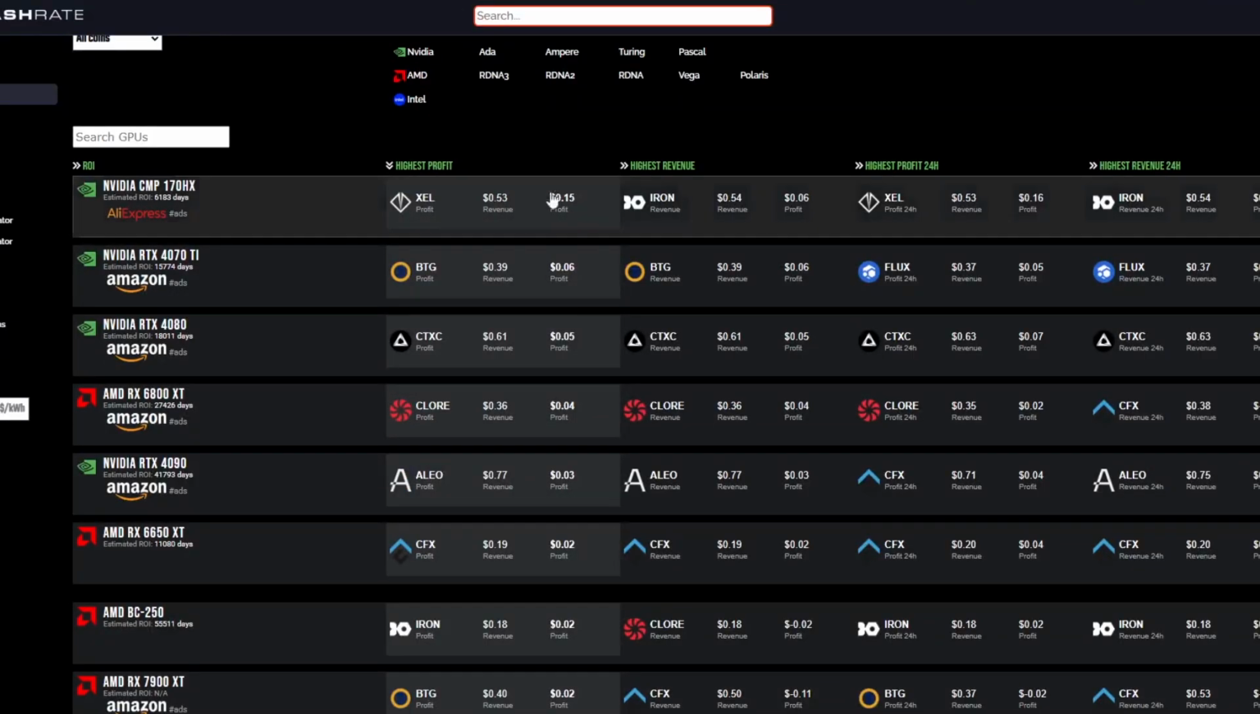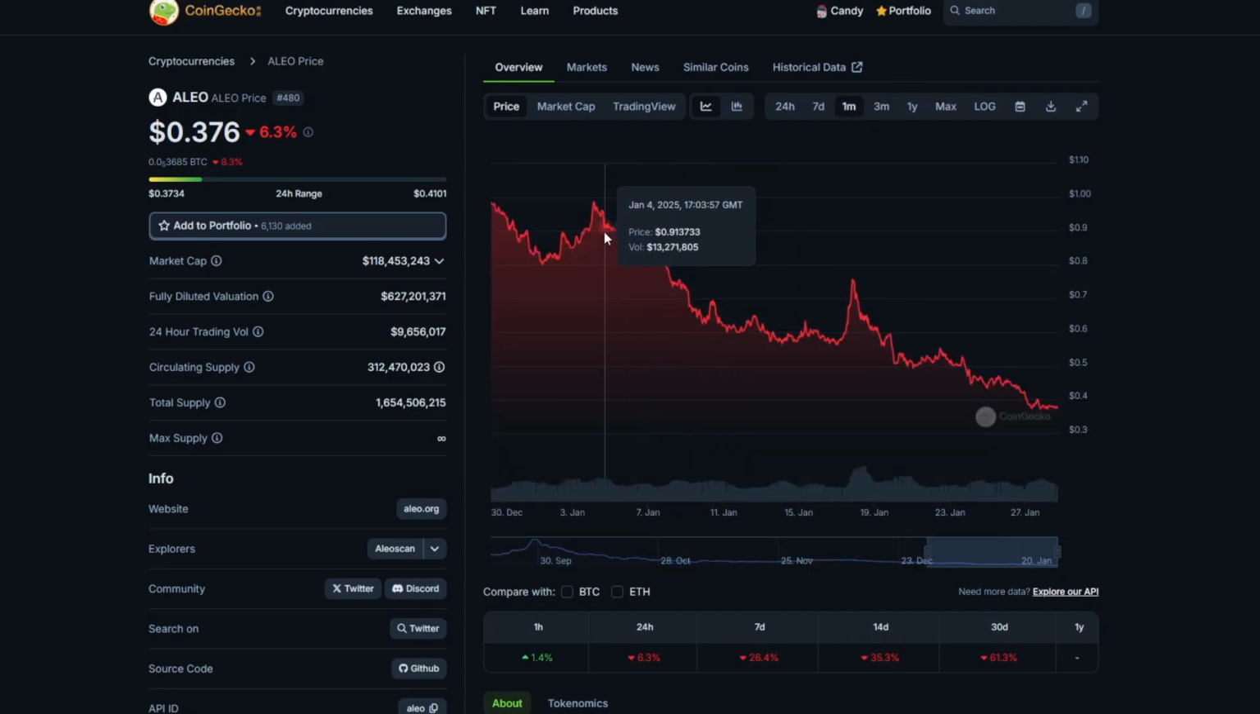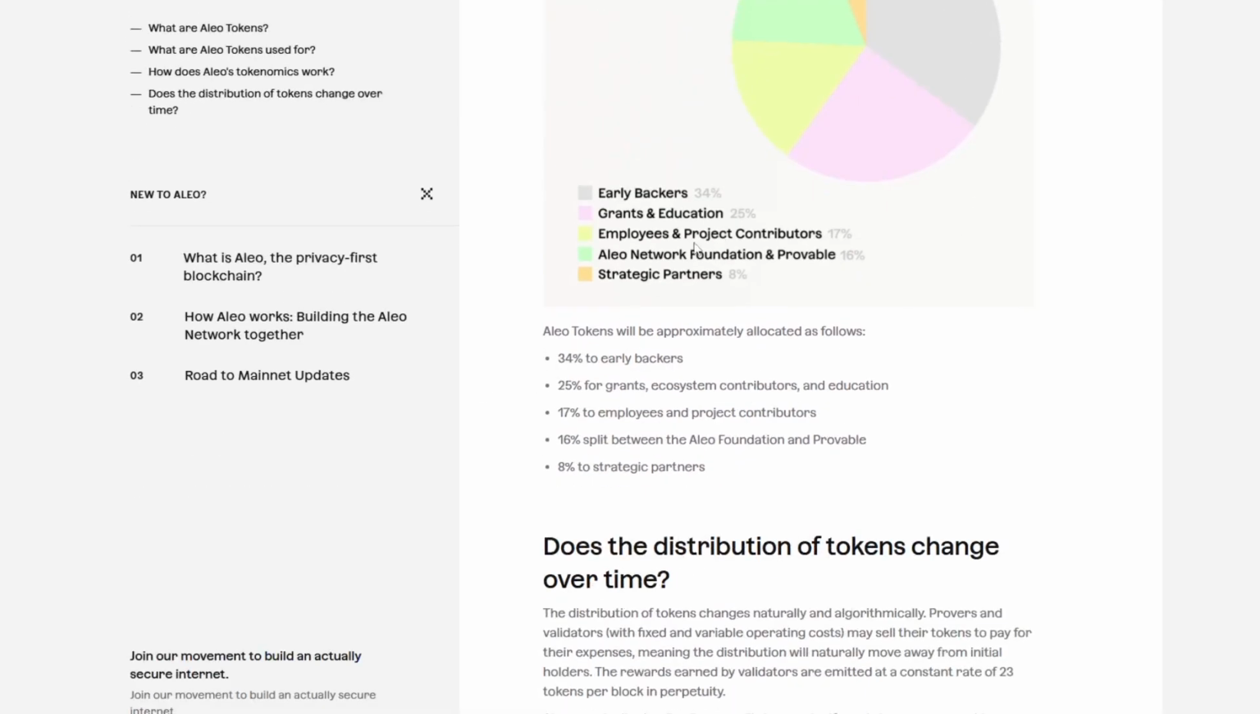But also, the profitability is going down because the price of Aleo is going down as well. They announced on the 17th, so let's go on the 1 month chart here. They announced on the 17th, and then you have that spike upwards, and since then it's also gone down as well. So there's going to be more hash rate hitting the network. The price is going to probably continue going down, because I'm willing to bet that a lot of these early backers that we saw here, or strategic partners or grants, definitely sold off and have been selling off with their unlocks.